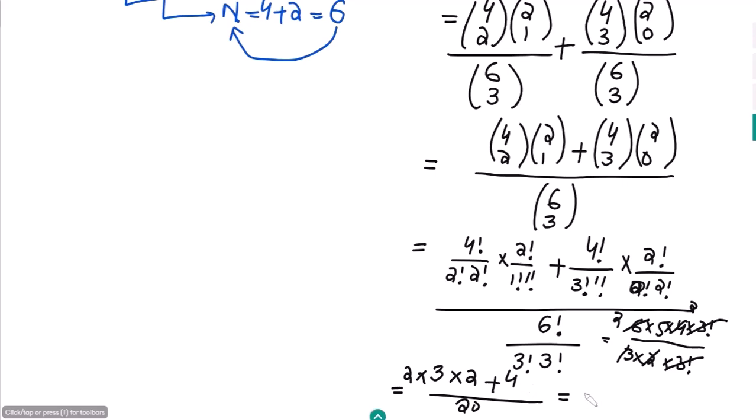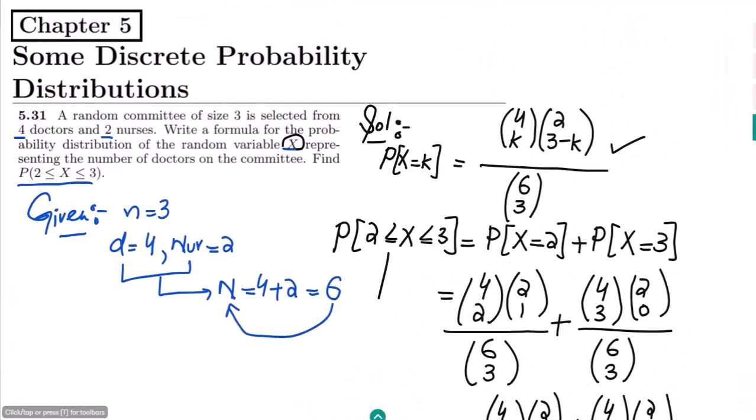12 plus 4 is 16 divided by 20. So it would become 4 by 5, which is basically the solution of our question. So let me move aside. The answer of it is 4 divided by 5, and this is the solution of this one.